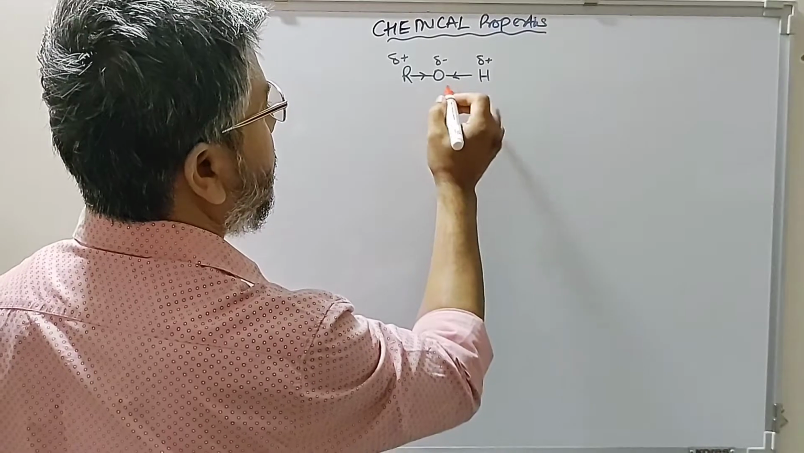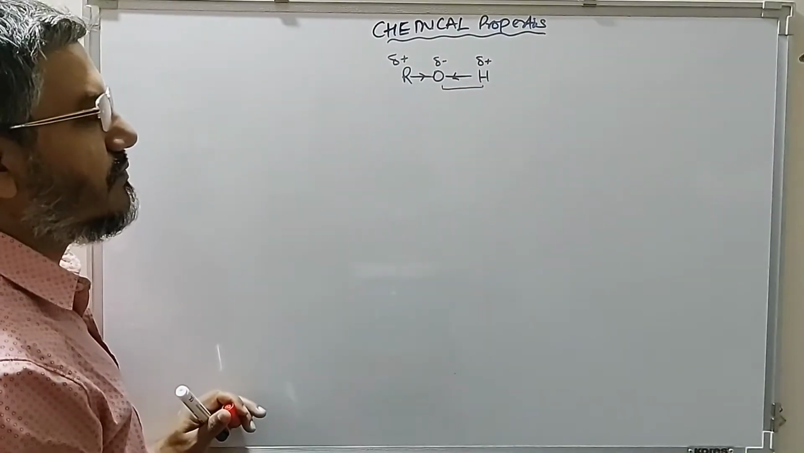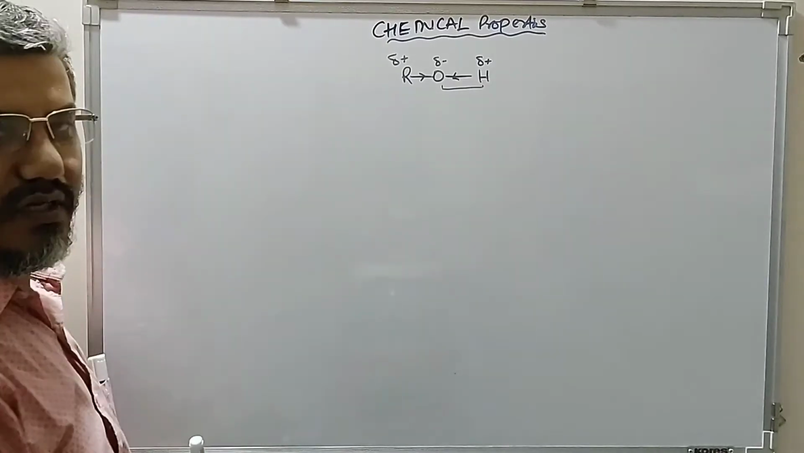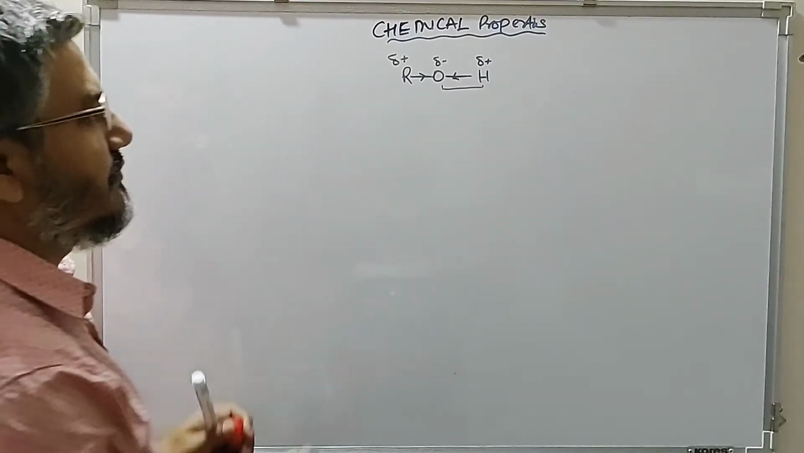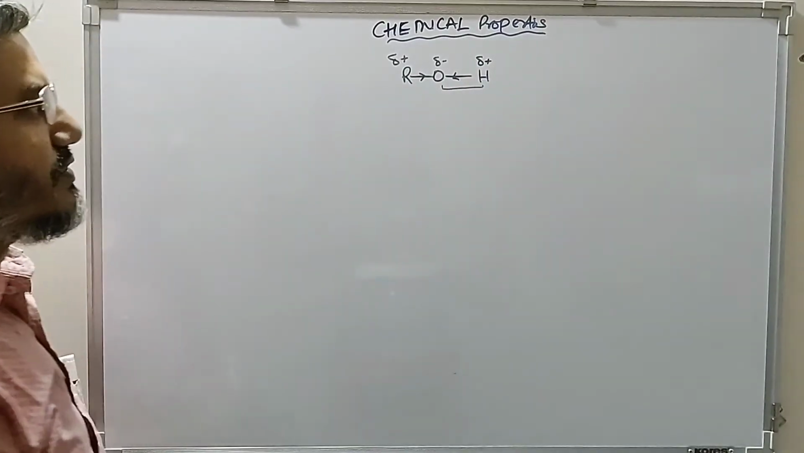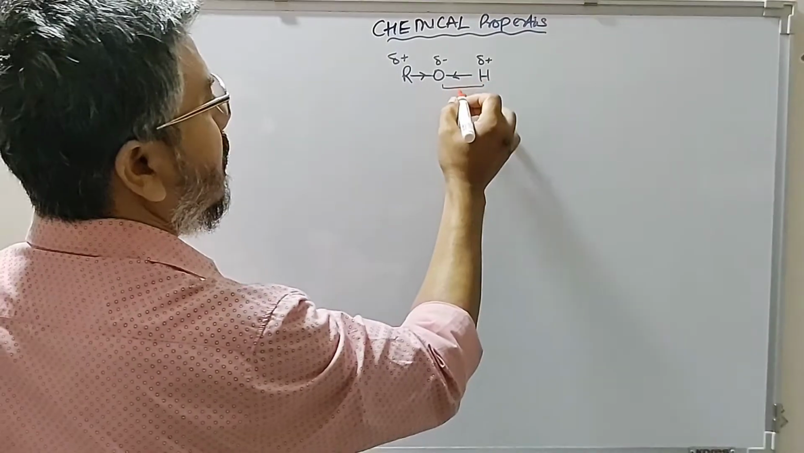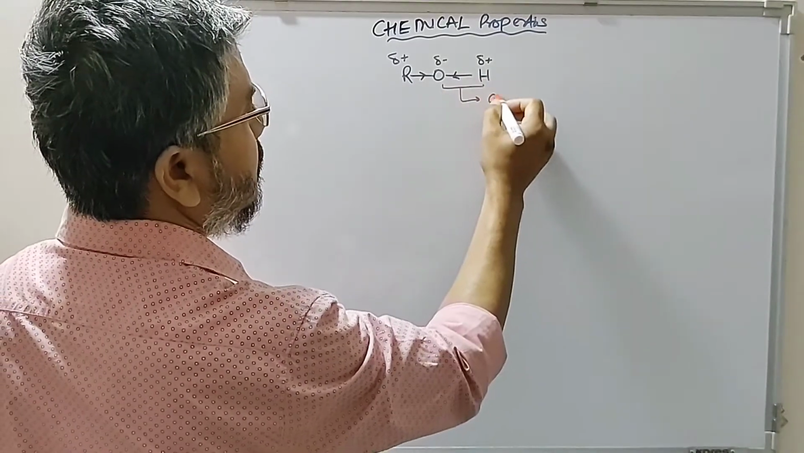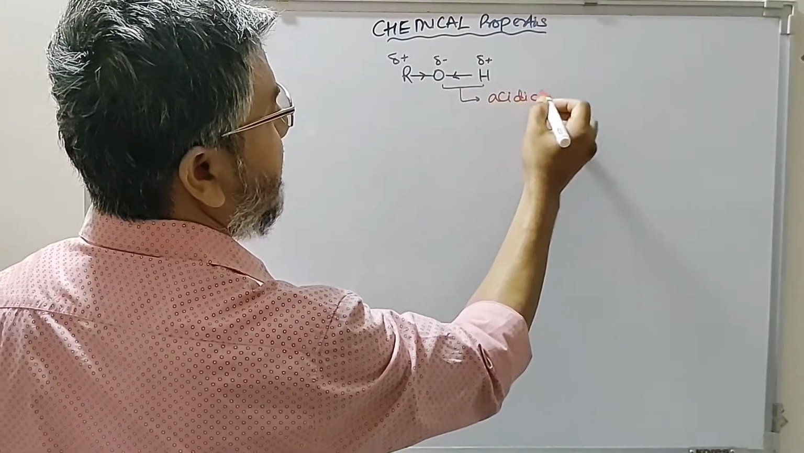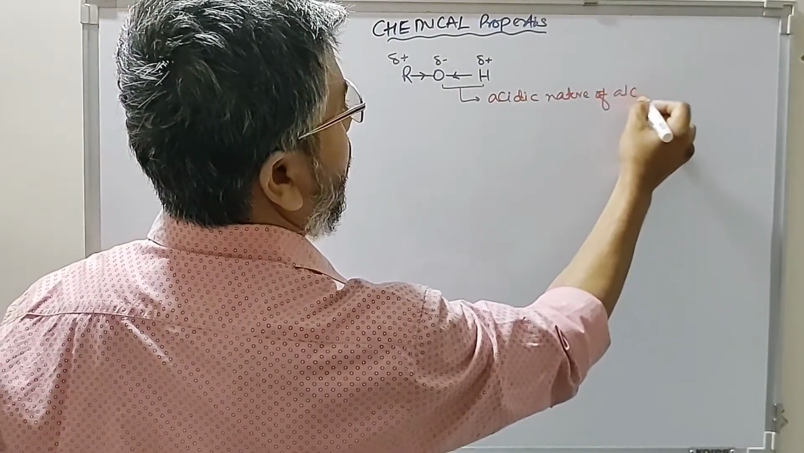So in many of the reactions, this OH bond may undergo breaking. If this OH undergoes breaking, then there is a tendency for release of H plus ion in solution. So this polarization of the OH bond gives rise to the acidic nature of alcohols.